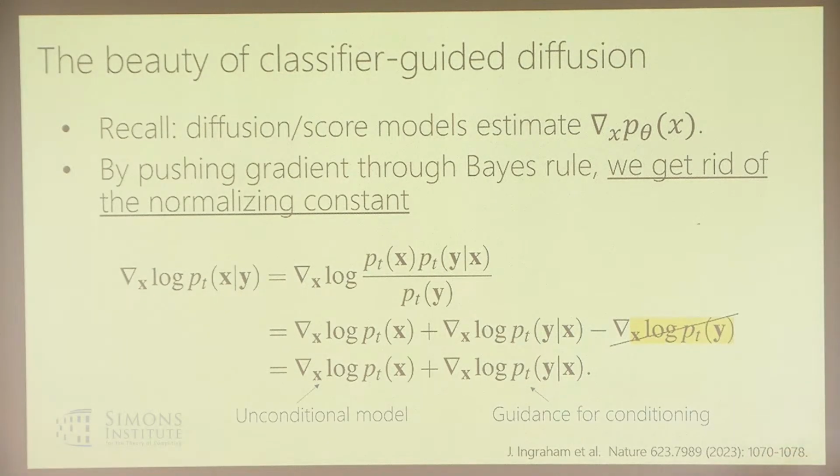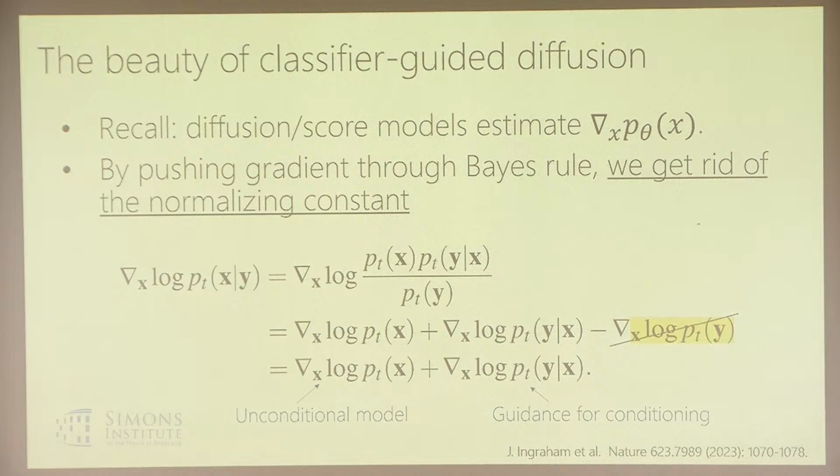So what happens is when you push the gradient operator through Bayes' rule, you end up with the gradient of the normalizing constant. And the key here is it's the gradient with respect to the space that you're doing generation in. So for us, if it's a general model over sequences and we want a conditional model over sequences, this is with respect to the sequences. Of course, that's discrete, so that's tricky. Let's think of just images for now. And because the normalizing constant doesn't depend on the images, this just falls out.